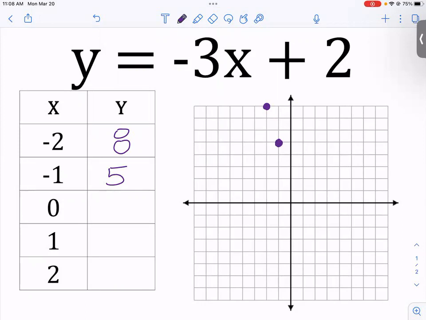Now let's take the sticky note with 0. Let's plug 0 in for x. So I put my sticky note of 0 on for x. It is replacing x. X is 0. So it now becomes negative 3 times 0 plus 2. So what do we get? Okay, 2.